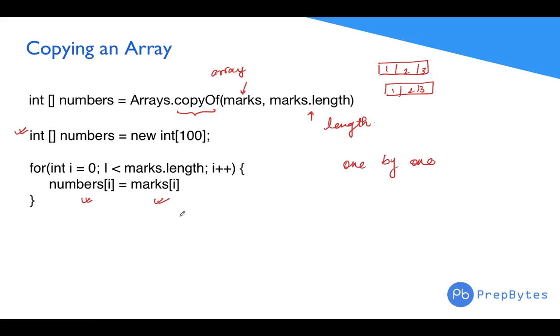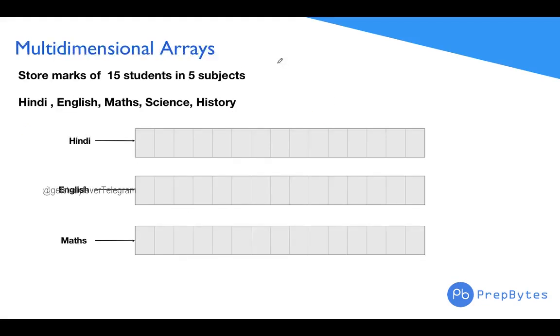So in multidimensional arrays we are going to talk about 2D arrays, because 1D arrays and 2D arrays are the most commonly used arrays. So let's just go ahead. Now let's talk about multidimensional arrays.